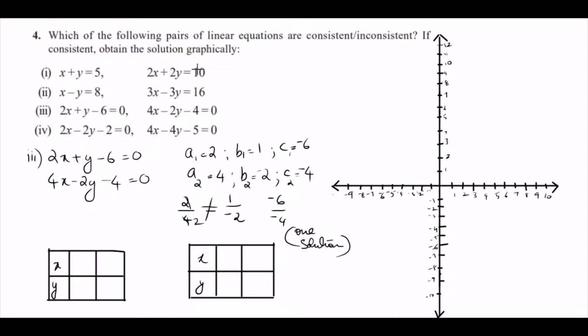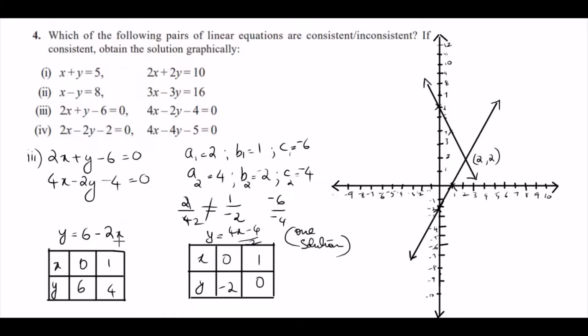If consistent, you have to obtain the solution graphically. So here, draw the solution tables. When you write y in terms of x, you get 6 minus 2x. For the second equation, when you write y in terms of x, you get (4x minus 4) by 2. When you give the value of x as 0, you get 6 minus 0, which is 6. In a similar way, when x is 1, 6 minus 2 is 4. For the second linear equation, when x is 0, you get minus 4 by 2, that is minus 2, and when x is 1, 4 minus 4 is 0.